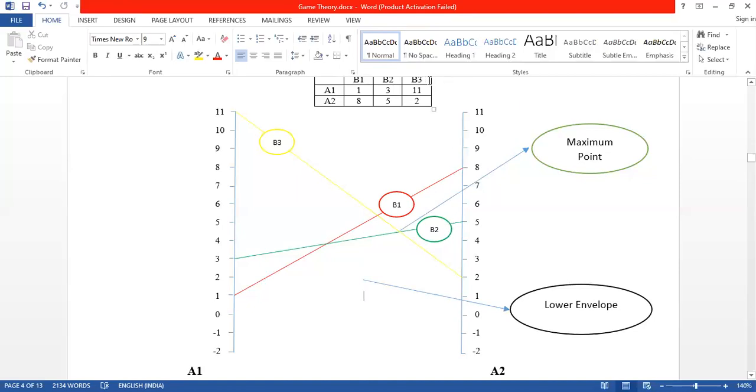Coming to B3, on A1 it is 11, on A2 it is 2. So we connected 11 to 2 by a yellow line, and it is named as B3. Now we do not have any other strategy for B, right? So come to your diagram.